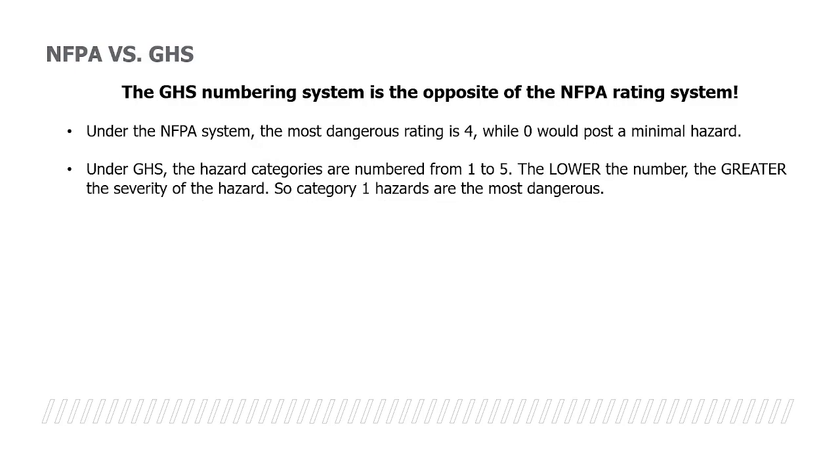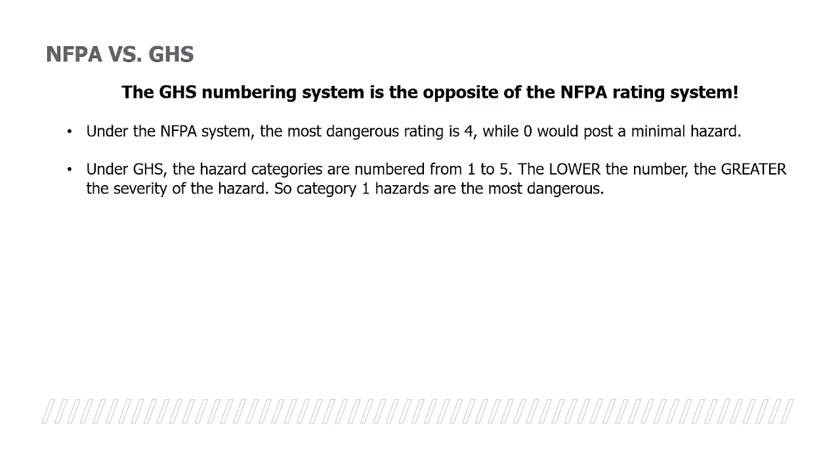Under the NFPA system, the most dangerous basically is 4. We talked about that earlier. 4 is the worst of the worst. And it can go all the way down to 0, which basically means it has a very minimal hazard associated with that particular product. And that's going to be found on what? Your National Fire Protection Association system runs from 0 to 4. Higher the number, the worse the hazard. Lower the number, the more minimal the hazard is going to be.